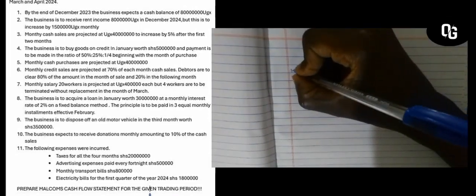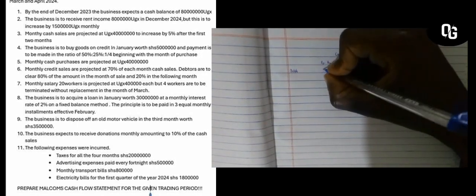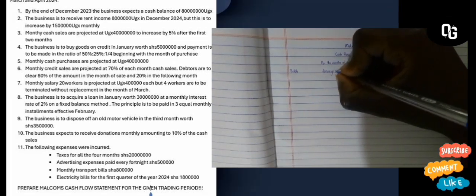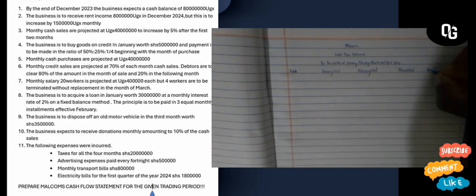So we're starting off this cash flow statement. We're going to have a column for details, a column for January, that's in shillings, February in shillings, March, and April.